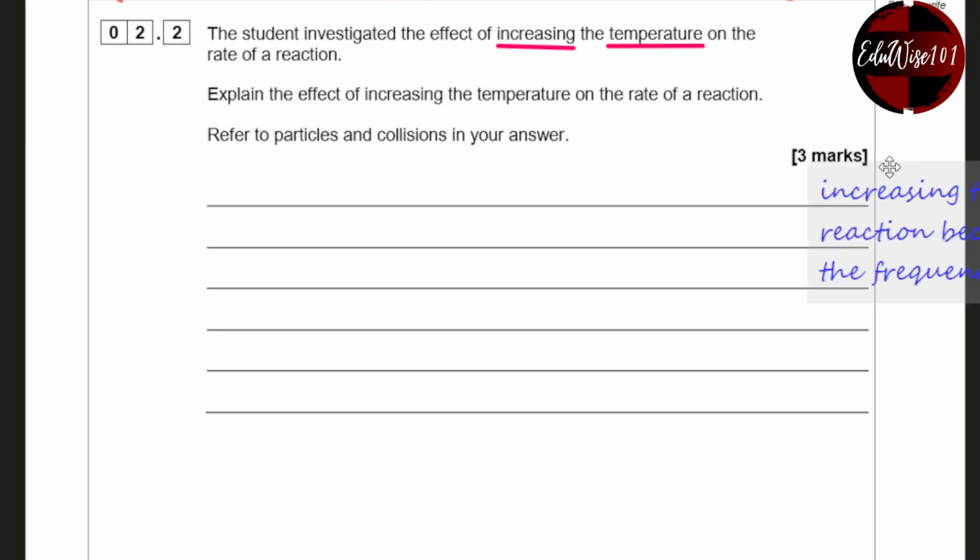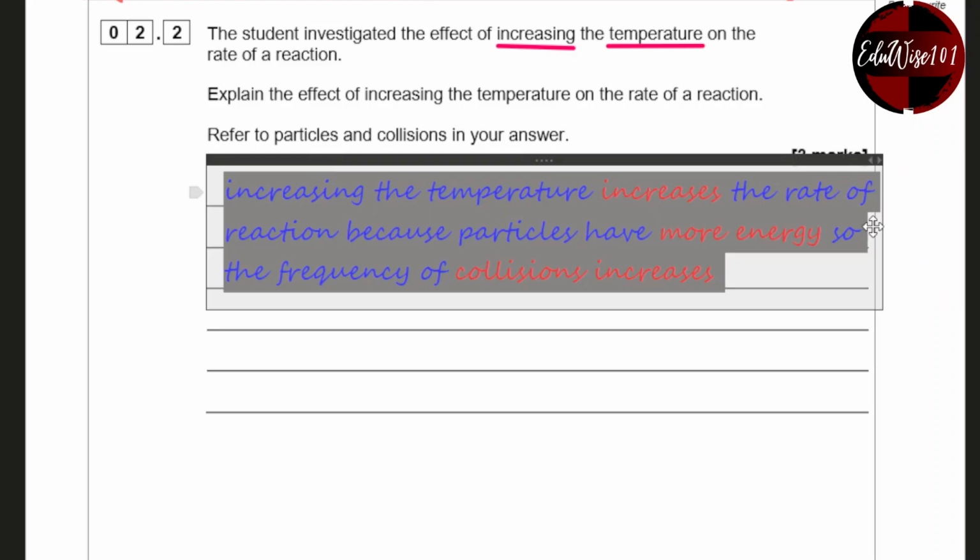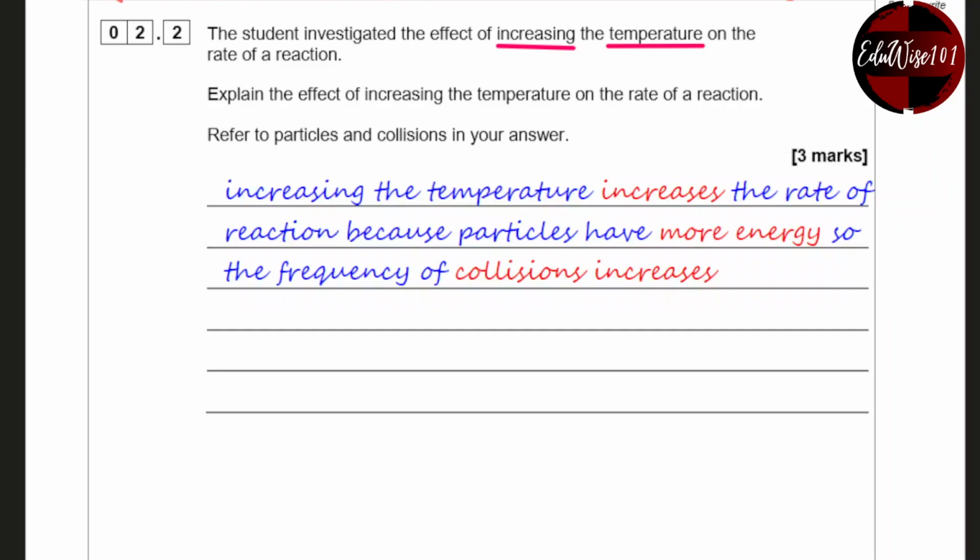So your answer: increasing the temperature increases the rate of reaction. 1 mark for that. Because particles have more energy, you can simply say more energy or kinetic energy, so the frequency of collision increases. That's your 3rd mark.